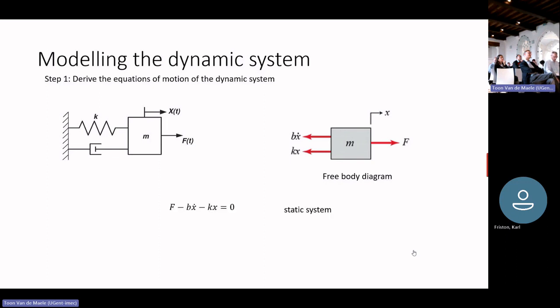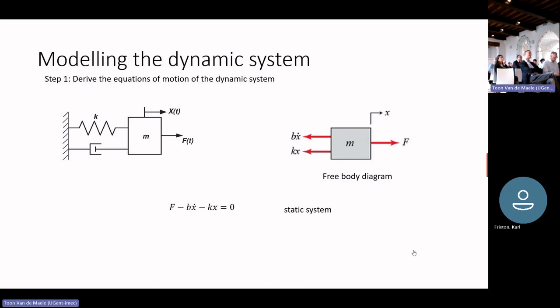What you do is you first draw the free body diagram. The second step would be to understand what's going on. In the first case, it's a static system where you balance all the equations that you see here, which is F minus Bx, because Bx is in the opposite direction, minus Kx, because Kx is in the opposite direction.